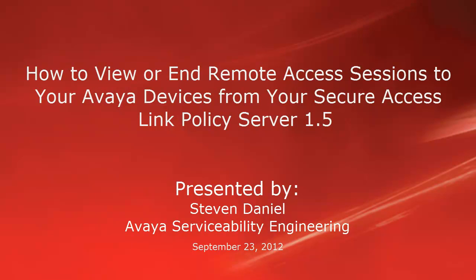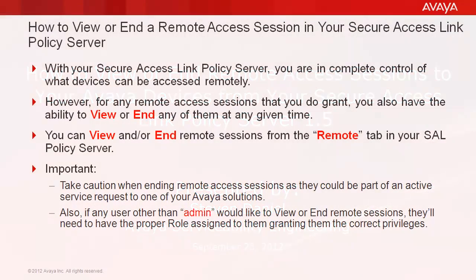This video is about how to view or end remote access sessions to your Avaya devices from your Secure Access Link Policy Server 1.5. With your Secure Access Link Policy Server, you are in complete control of what devices can be accessed remotely. However, for any remote access sessions that you do grant, you also have the ability to view or end any of them at any given time. You can view and or end remote sessions from the Remote tab in your Cell Policy Server.